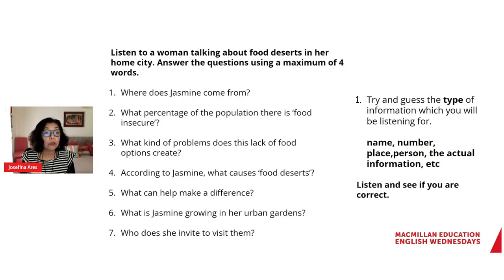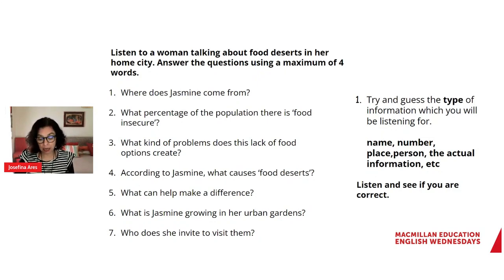So if we just look at the questions, we've got: where does jasmine come from? What percentage of the population there is food insecure? What kind of problems does this lack of food options create? So they read the questions because the questions give them information already. Those are the three pre-listening exercises that they can do.